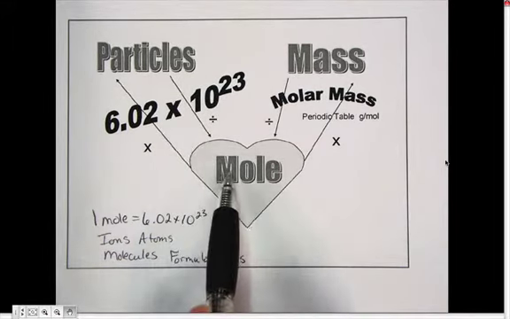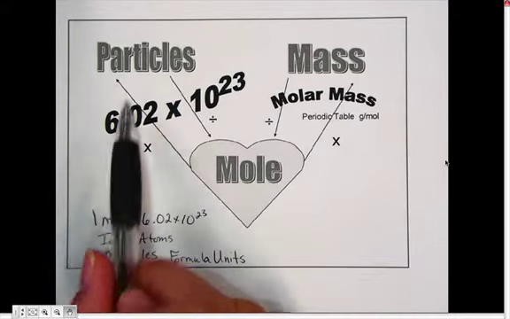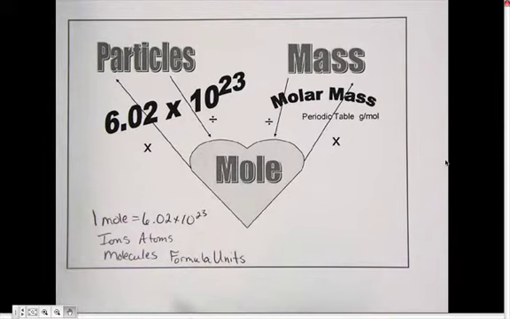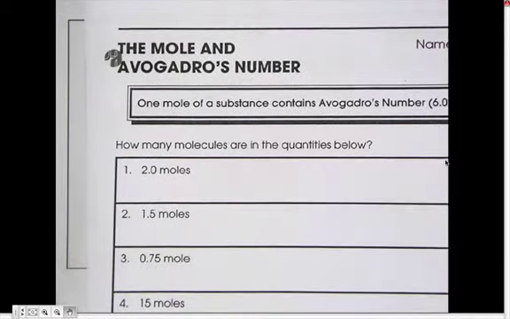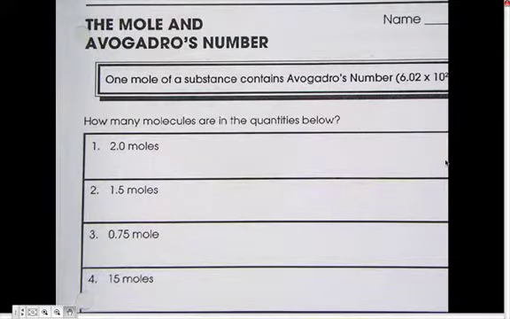When we go from moles to particles, we're multiplying by Avogadro's number. When we go from particles to moles, we're dividing by Avogadro's number. So an example problem can be found on this worksheet, the mole and Avogadro's number. How many molecules are in the quantities below?